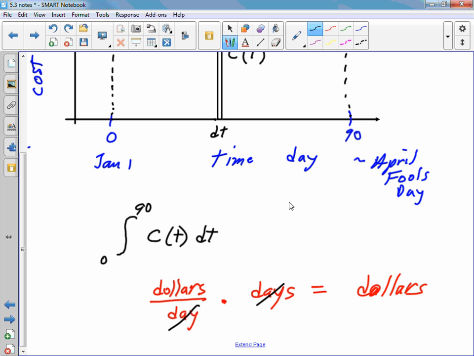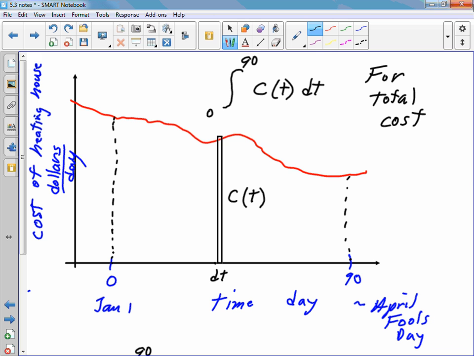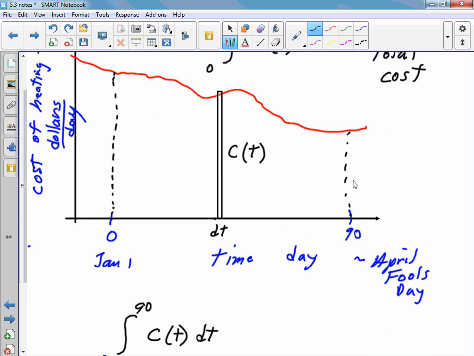And then your book introduced one new concept that they kind of went fast on it. Okay? As I said, total cost would be this, just adding up the total areas. But if you wanted the average cost per day, because obviously it starts out high and gets lower, they kind of glossed over this. The total cost would be everything added up from 0 to 90. Think of what the average cost of this would represent. The average cost.